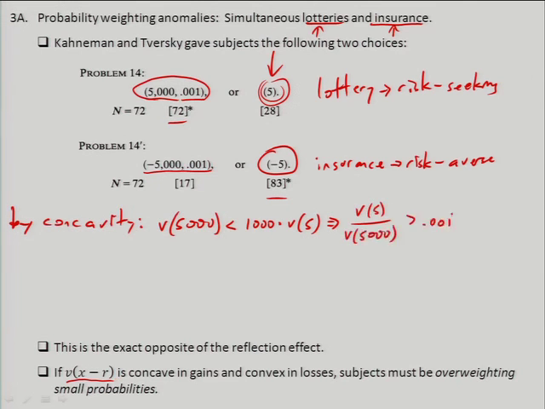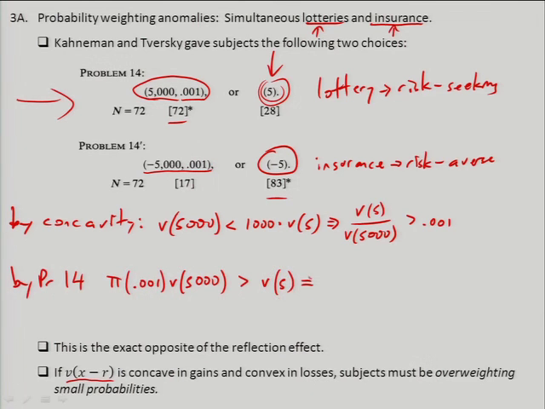Does everybody get that? This so far has nothing to do with probabilities whatsoever. It just has to do with a simple mathematical fact that I'm pulling out of the concavity of the value function in the domain of gains. Now, by problem 14, up here, what I know is that the prospect theory expected utility of the gamble, which we write as pi of 0.001 times v of 5,000, that's the prospect theory value for that gamble, 5,000 with probability 0.001, is greater, at least for 72% of their subjects, than v of 5. That's what that means.